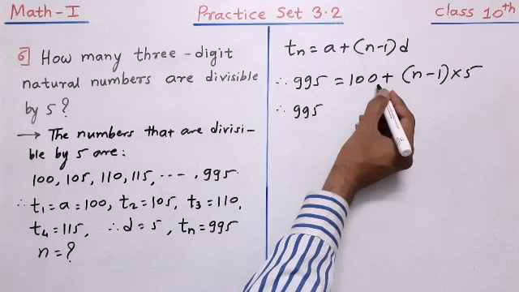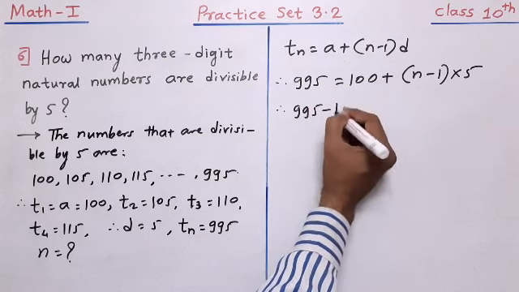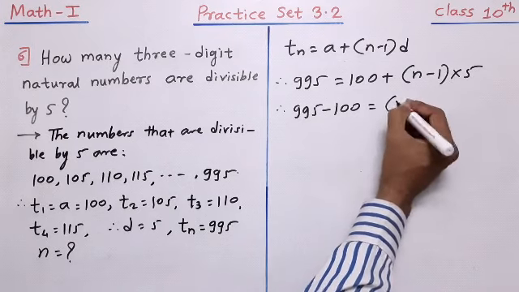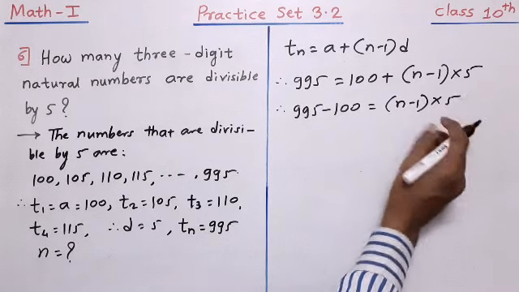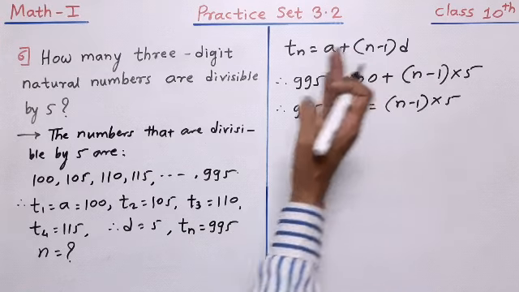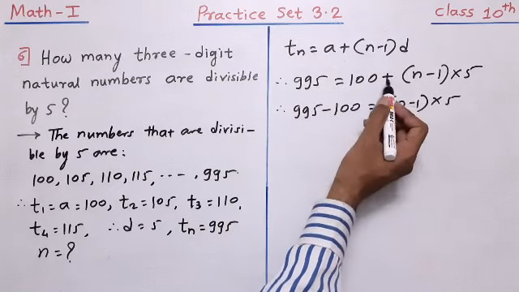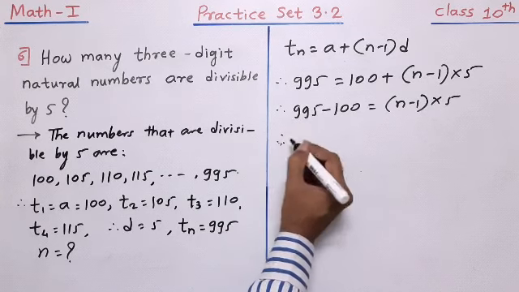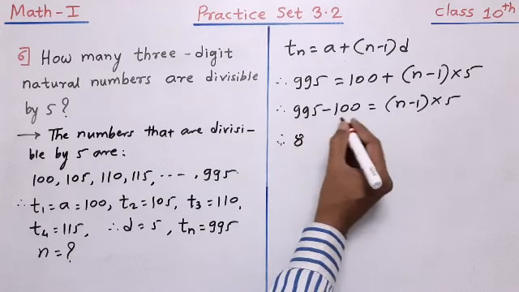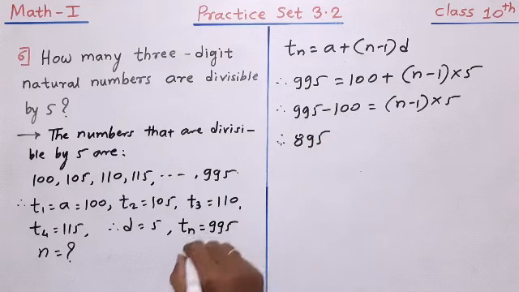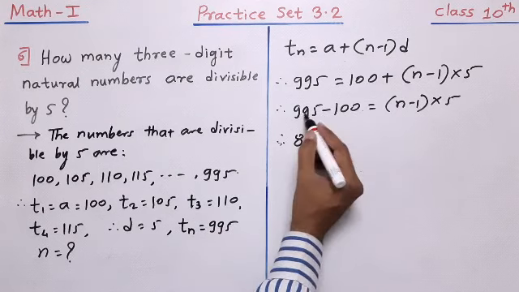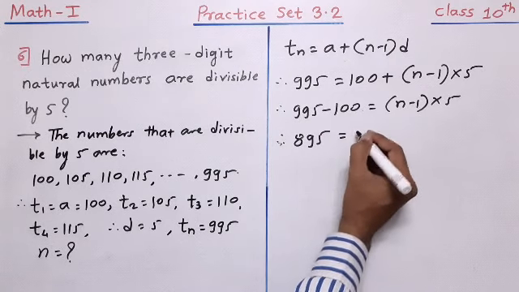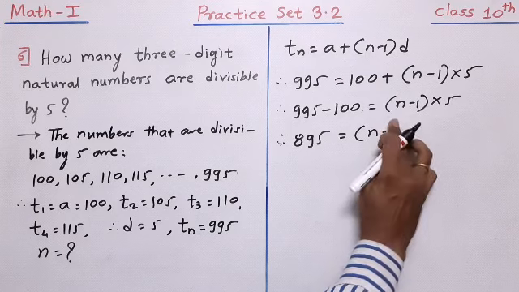995. This plus 100 can be shifted to the left side. It becomes minus 100. What remains on the right hand side? (n minus 1) into 5. This is the right hand side, because 100 is shifted to the left side. It was plus here, shifted to the left side, becomes minus. Now this subtraction, 995 minus 100 is 895. Okay, 5 minus 0 is 5, 9 minus 0 is 9, 9 minus 1 is 8. So this is the subtraction. Now here (n minus 1) into 5 will be as it is.